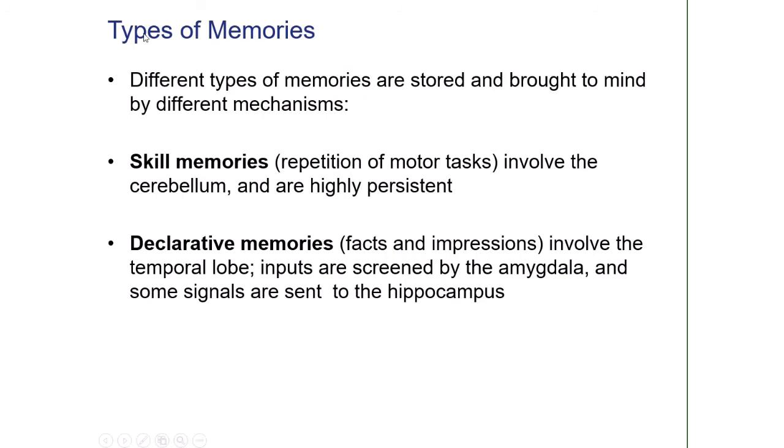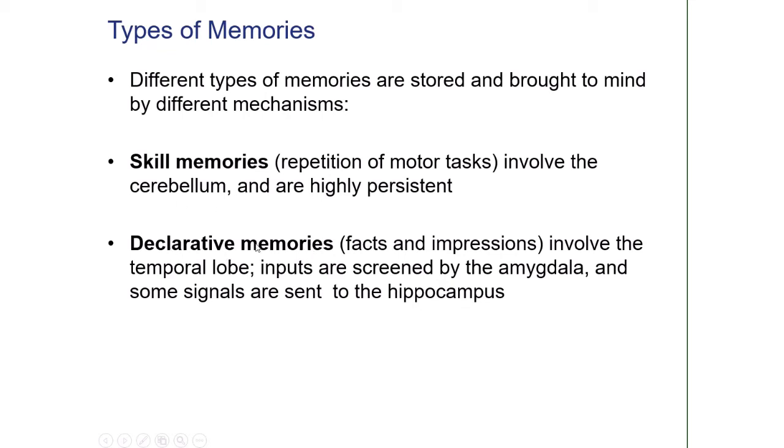Lastly, we have different types of memories. We sort of mentioned this earlier in the cerebellum section, and the different types of memories are stored and brought to mind by different mechanisms. So we have skill memories. These are, again, repetition of motor tasks, and they are stored in the cerebellum.